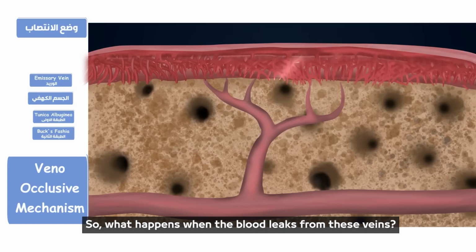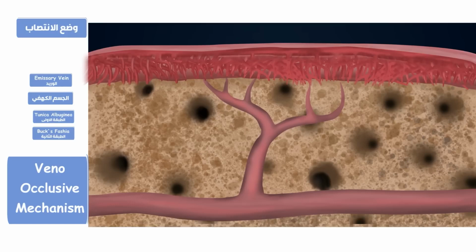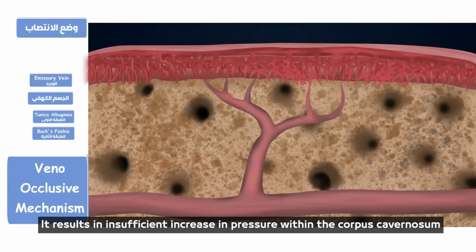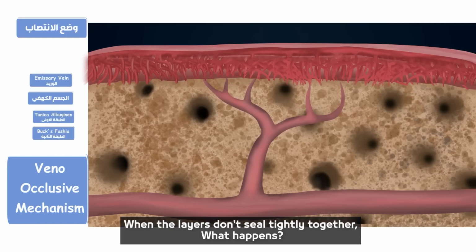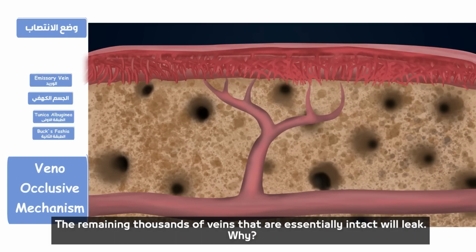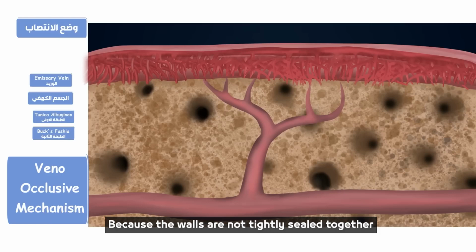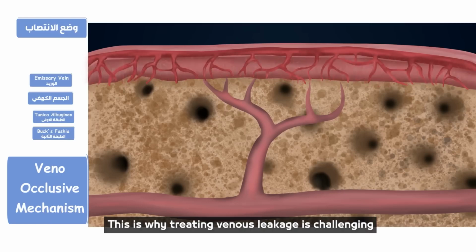So what happens when the blood leaks from these veins? It results in insufficient increase in pressure within the corpus cavernosum. When the pressure doesn't rise adequately, it leads to the layers not sealing tightly together. When the layers don't seal tightly together, what happens? The remaining thousands of veins that are essentially intact will leak. Why? Because the walls are not tightly sealed together. This is why treating venous leakage is challenging.